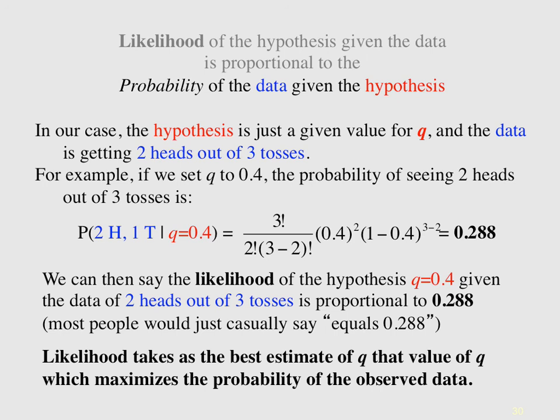Right. Like, if it were actually one-tenth heads, observing two-thirds heads is very unlikely. Right? It's probably more likely to be two-thirds heads. So that gives us our observed data. That makes sense? Okay.